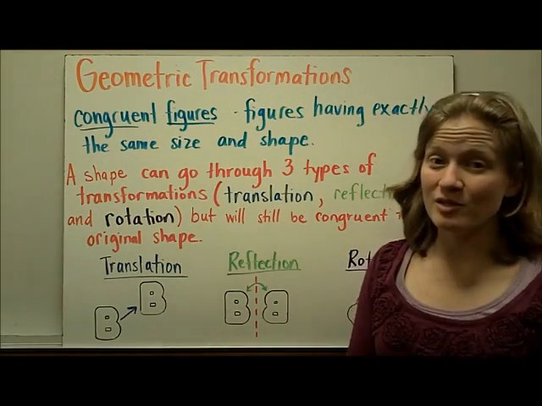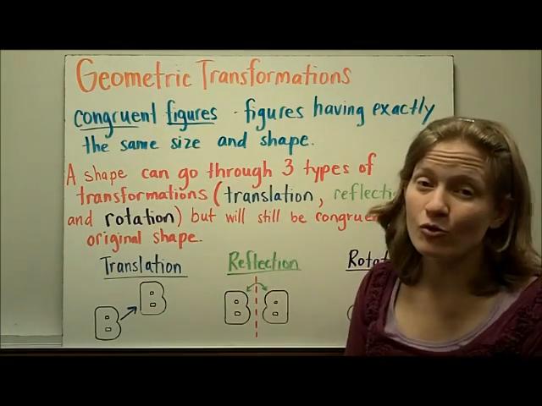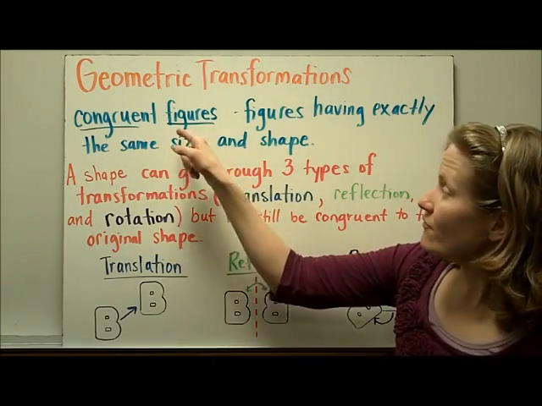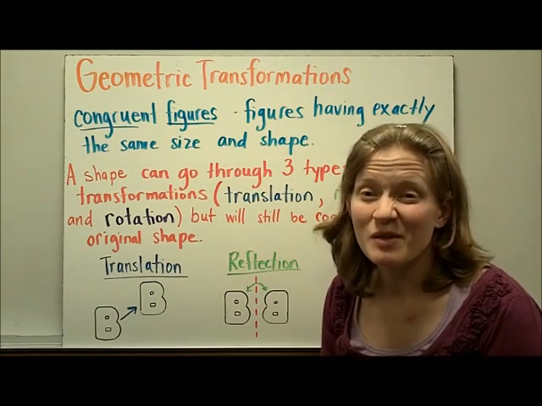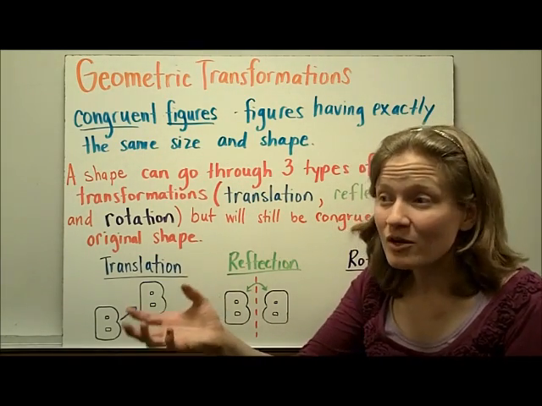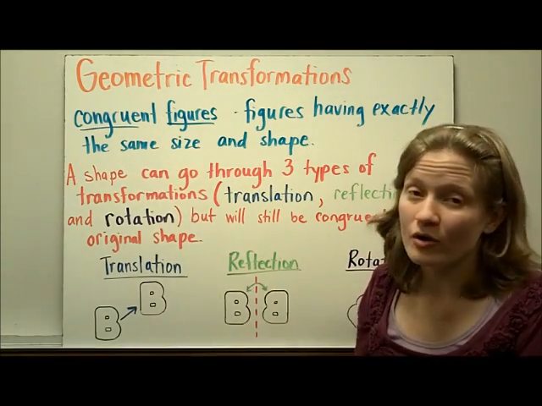Geometric transformations. Before we can talk about any transformations, we have to understand what congruent figures are. Congruent figures are figures having exactly the same size and shape. So any two figures or shapes that are exactly the same size and shape we would always call congruent.